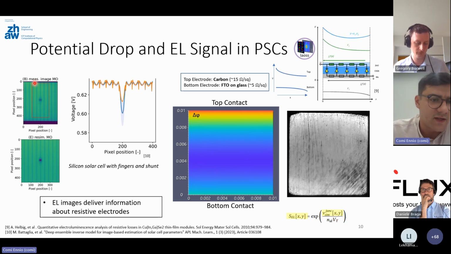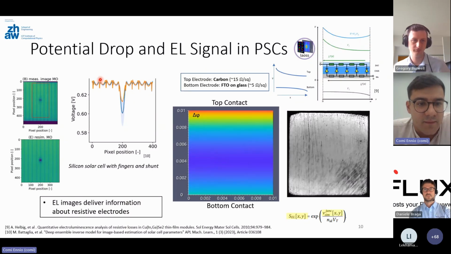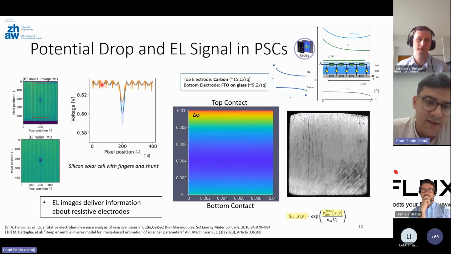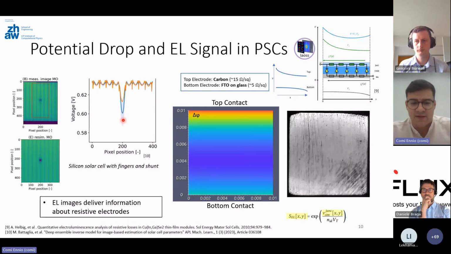The same is also true for silicon solar cells. Silicon solar cells have a very resistive top electrode. That's why they have those fingers. Here you see an EL image of a silicon solar cell with a shunt and the simulated EL image in LAWS. And as you can see here, the potential drops between the grid lines quite substantially, even though they are very narrowly spaced, and around the defect, the potential drops as well. So EL images can deliver a lot of information about the resistive electrodes.